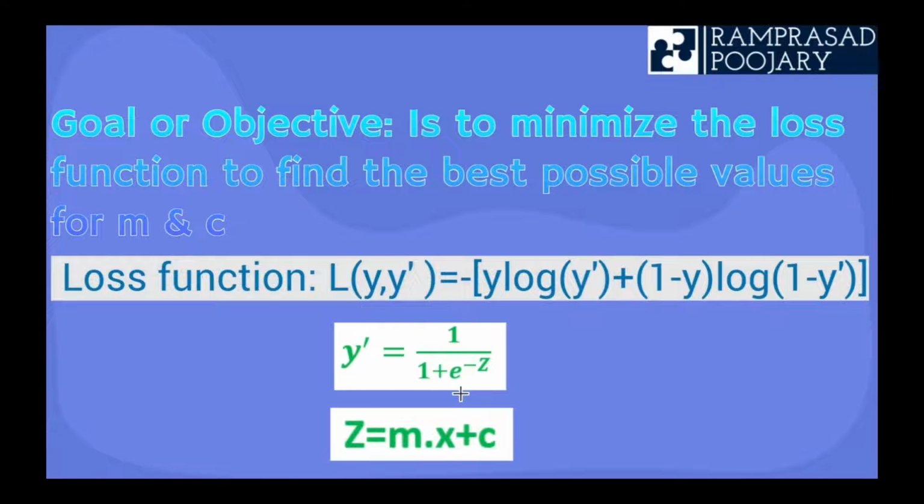So here, the essence of this discussion is, we understand that if you want to update the loss value, we need to update y dash, and that is possible by updating z, which in turn depends on m and c. So we need to update m and c in the right direction to get a minimum value for the loss function.